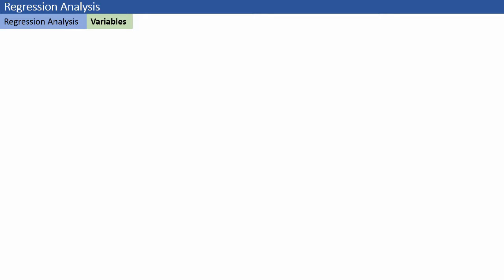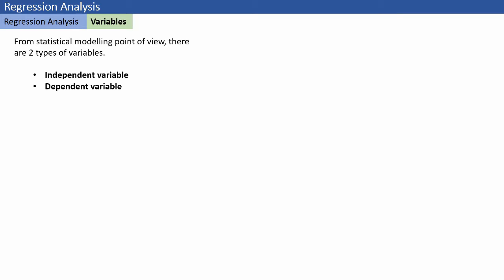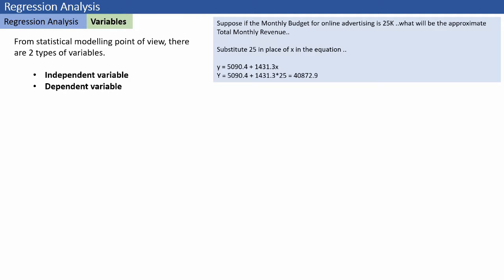In this video, we will discuss variables in statistical modeling. From a statistical modeling point of view, there are two types of variables. They are called independent variable and dependent variable. If we go back to our example, which we discussed in the previous video, we use two variables.